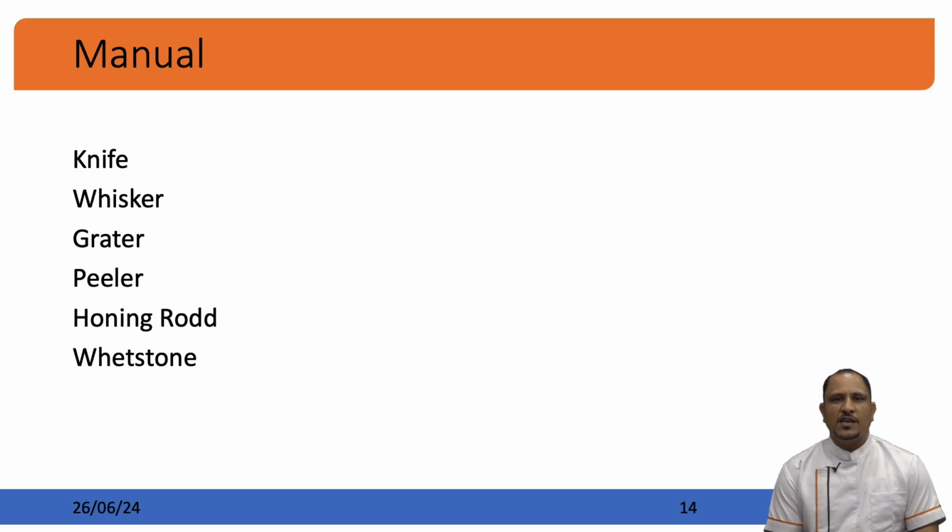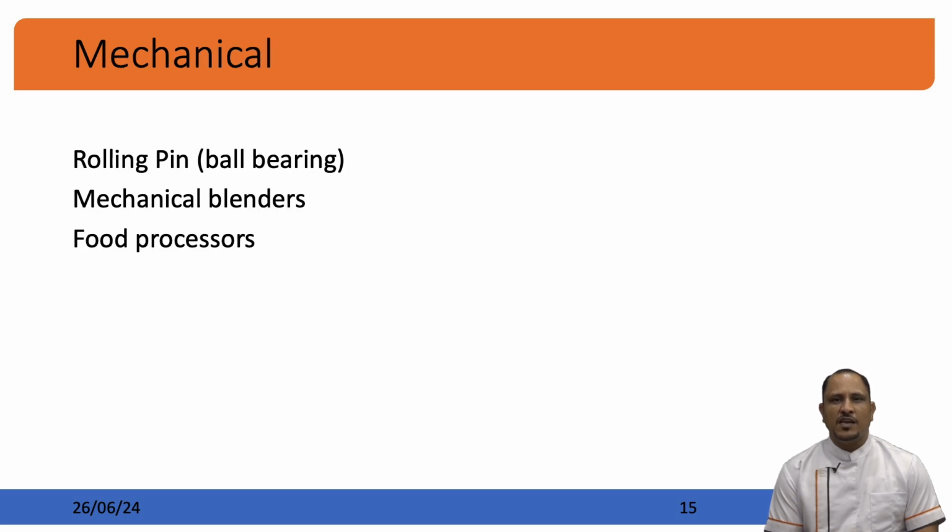Another subcategory in mode of operation is mechanical equipment. As the name suggests, these equipments have some mechanically operated part which rotates or moves for processing of food. Some examples are the rolling pin. Nowadays we have rolling pins containing ball bearings so that they can work faster with less force.